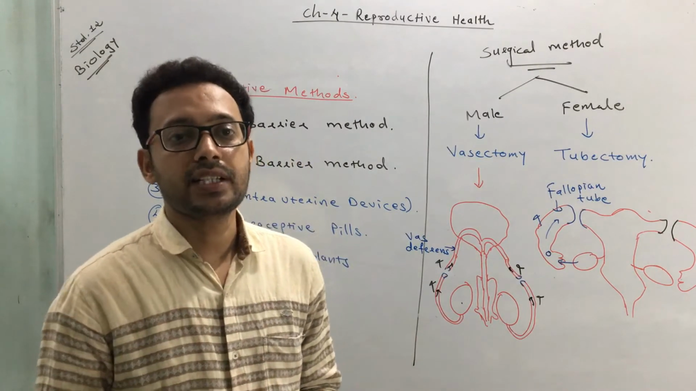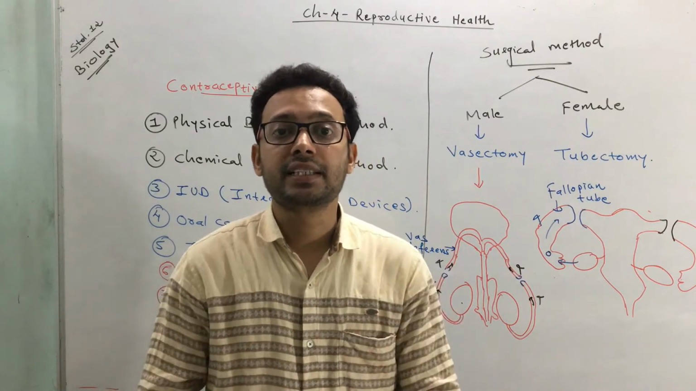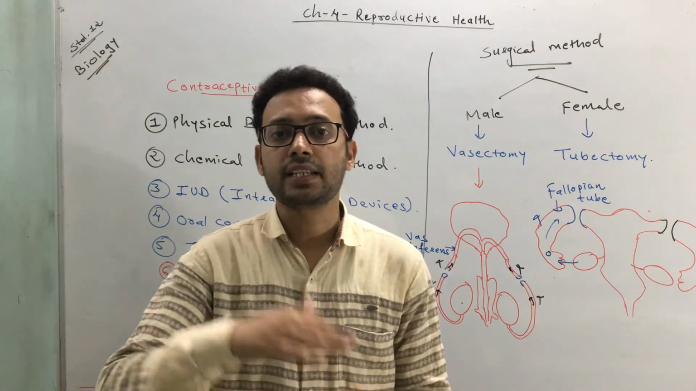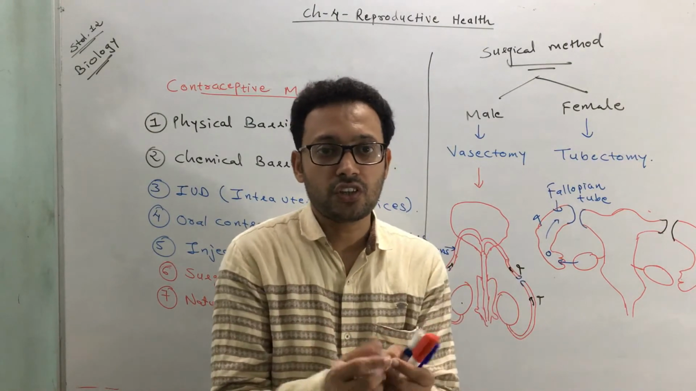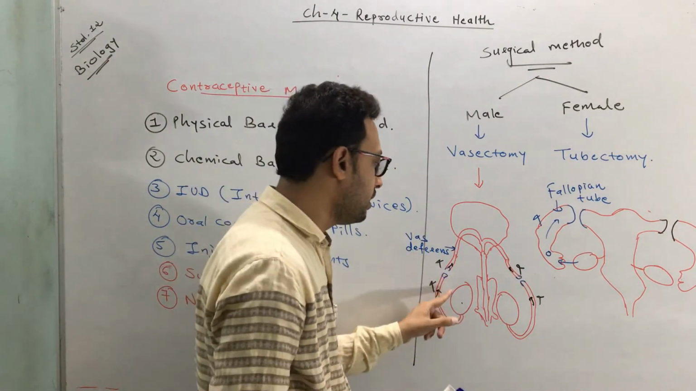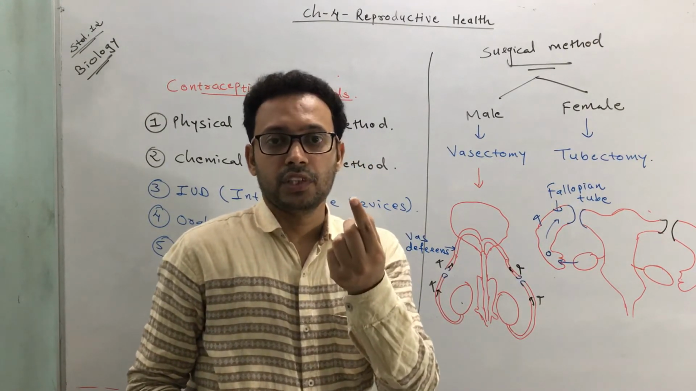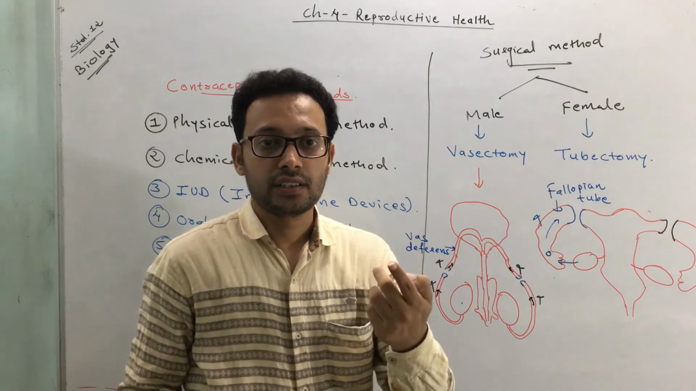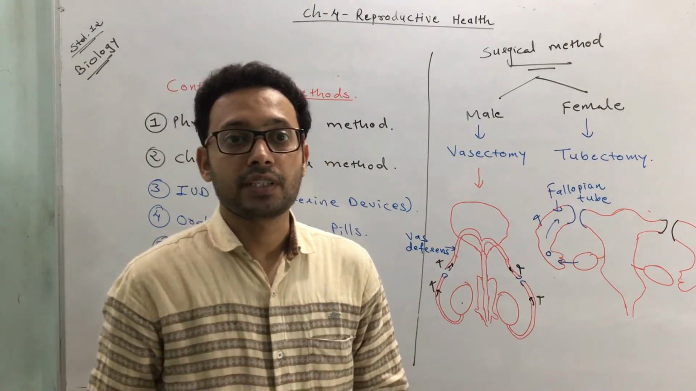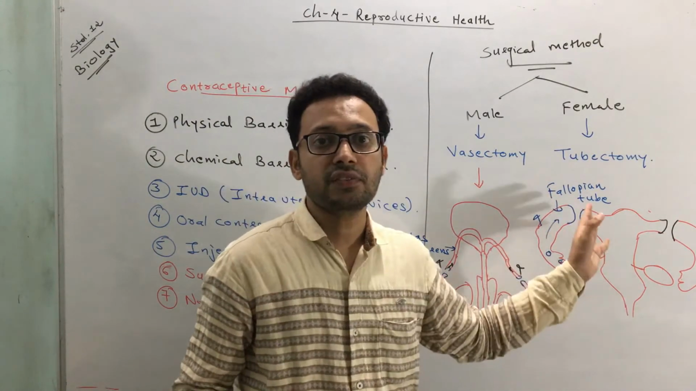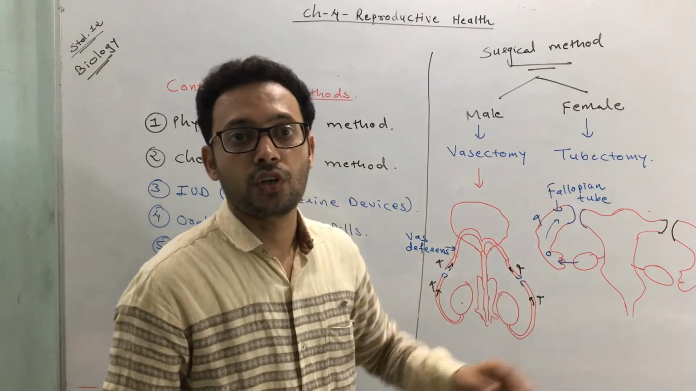But what is the disadvantage of this method? The disadvantage is that its reversibility is poor. It is irreversible. Once the tube is cut, it is very difficult to join, or almost impossible, because these tubes are very small, thin like a hair. So it's very difficult to connect the tube. That means they are permanent methods of contraception.